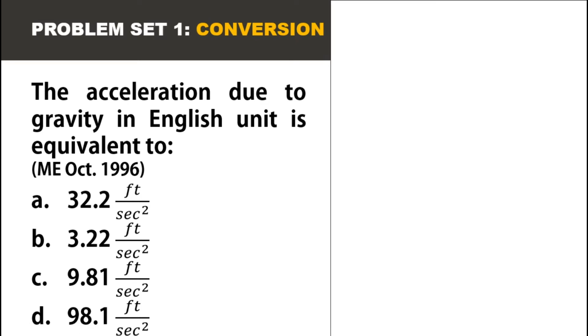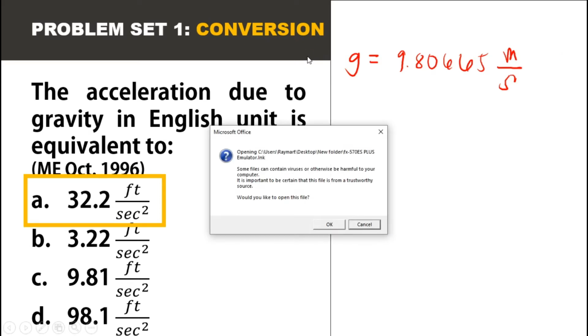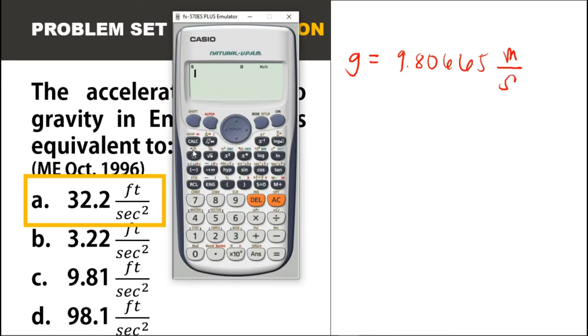The acceleration due to gravity in English unit is equivalent to. So by definition, we have letter A as the answer. So in SI unit, we have g, that is acceleration due to gravity, is equal to 9.80665 meters per second squared. So you can verify that using your calculator. So using shift constant function, that is shift 7, that is constant. So you have 35, that is g. So the unit of that is meters per second squared.